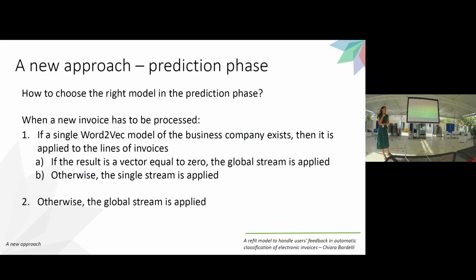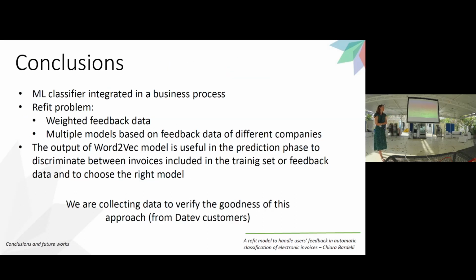So in this case, obviously, we have very precise results for invoices that are very similar to feedback data already provided to us. And we can use the global information that we learned with the first stream. So we are testing this procedure with the customers, with the users of the software. And what I can say is that it seems very promising with respect to the previous approach related to the weights.